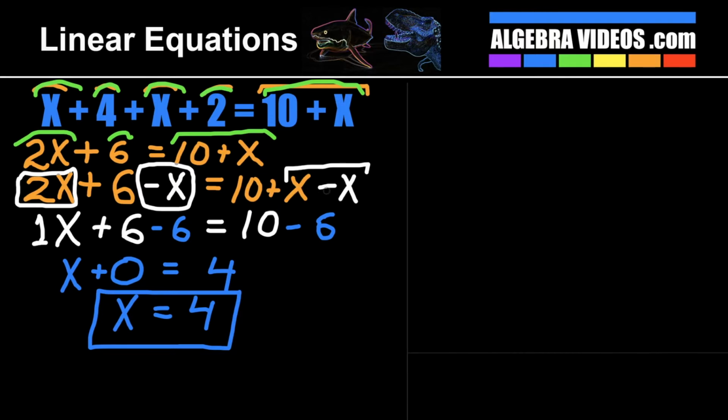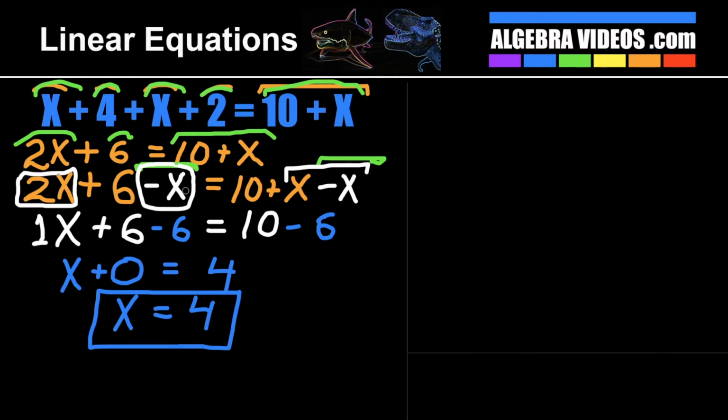We had 10 plus x. We just subtracted an x from both sides. That's what's showing here in white. So we did this one right here, minus x, and we also did another one over here. And so when we simplified, on the left side we had 2x plus 6 minus x.